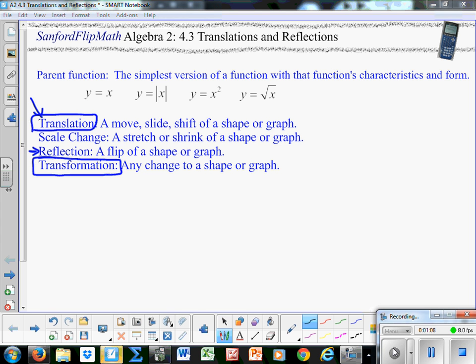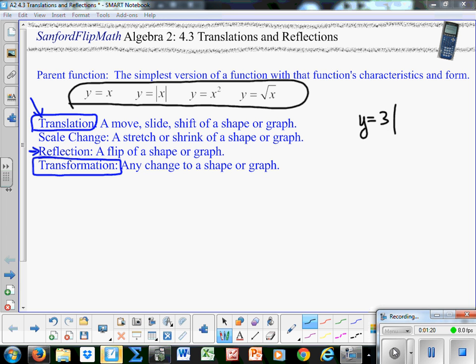Okay, so parent functions, as we've talked about already in class, they're the simplest version of a function that has that function's characteristics. So for instance, if I have an equation that looks like something like this, then really this is about the parent function, absolute value of x. So you already know, just by knowing what you know about absolute value of x, it's going to be a V shape. This thing will be a V shape also.